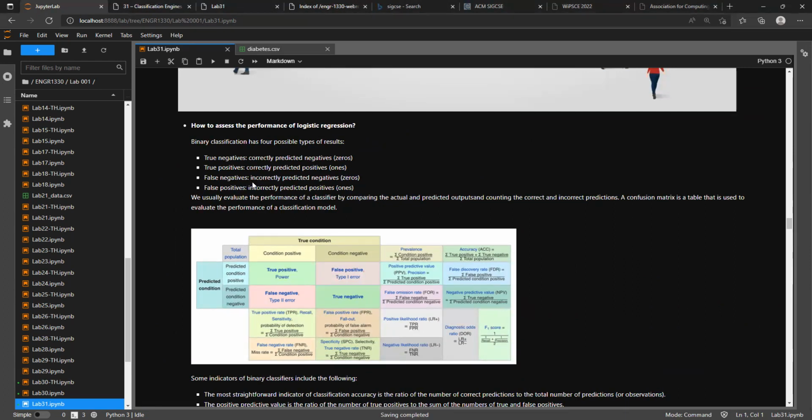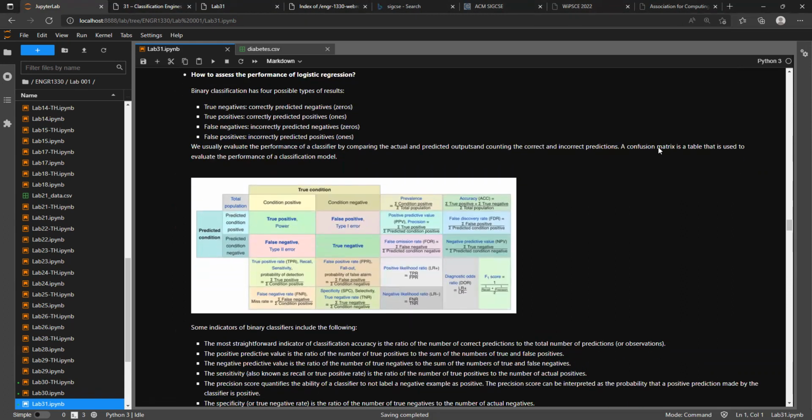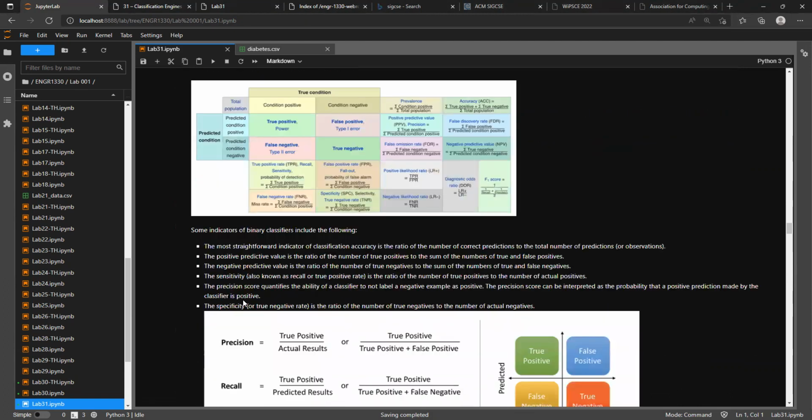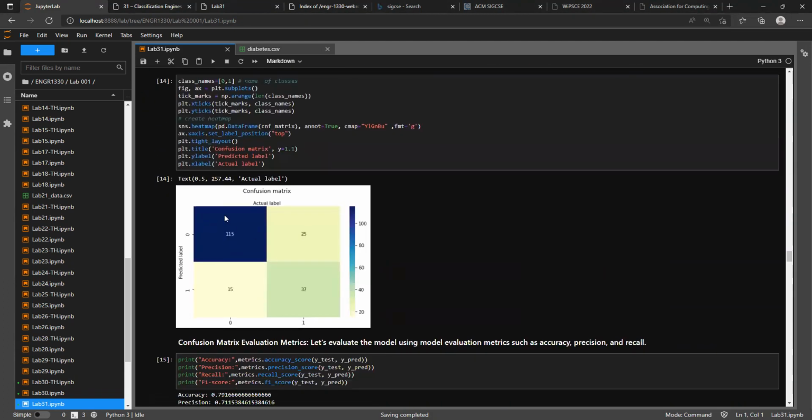You do the test and it says that you're negative when you are in fact positive, or you get a false positive. We usually evaluate the performance, comparing the actual and predicted, counting the correct and incorrect predictions. A confusion matrix is a table that is used to evaluate the performance. That's what this is. It's a confusion matrix, hence the label.